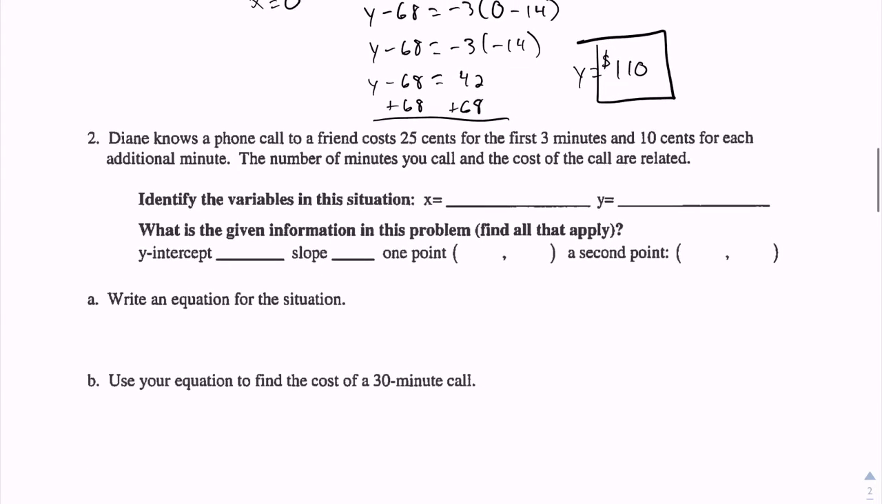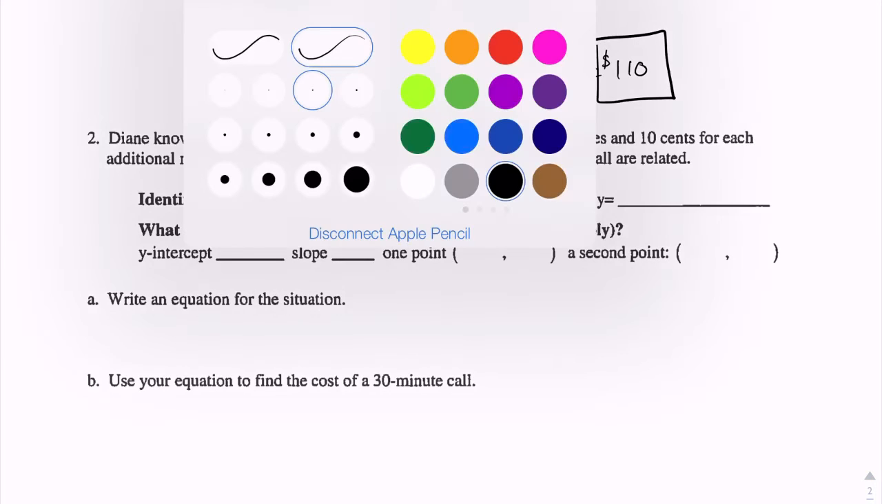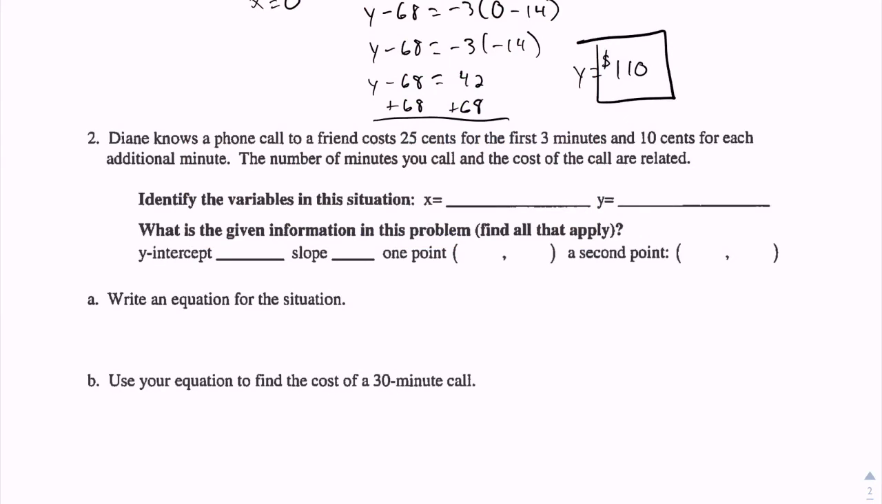All right, number two. Number 2 is a little bit more difficult, but it's doable. Okay? So Diane knows a phone call to a friend costs 25 cents for the first 3 minutes and 10 cents for each additional minute. The number of minutes you call and the cost of the call are related.